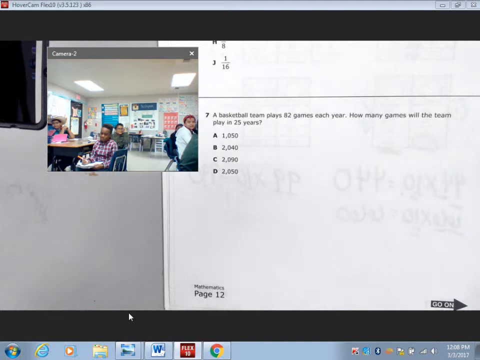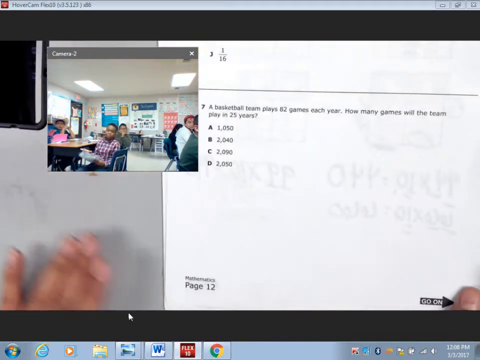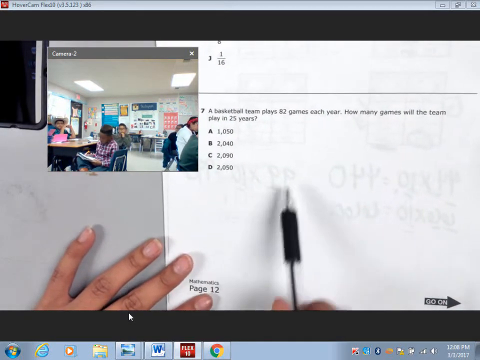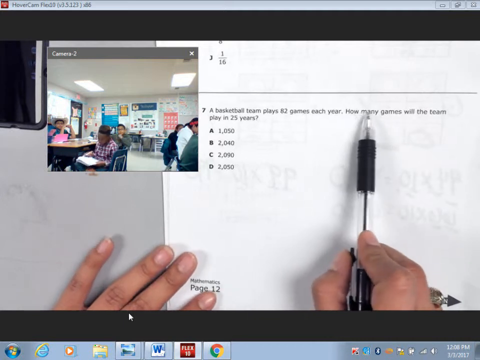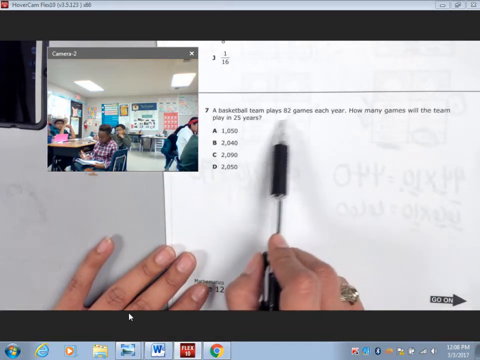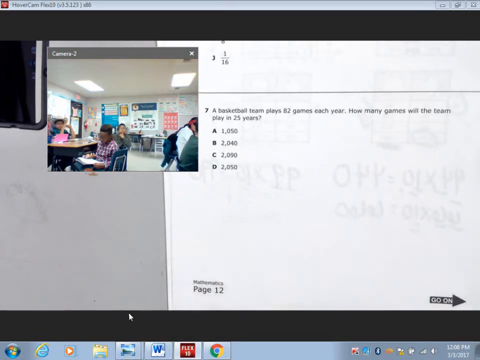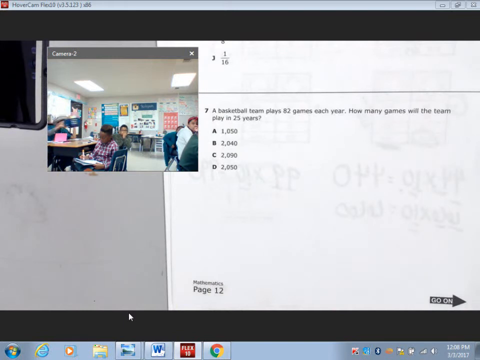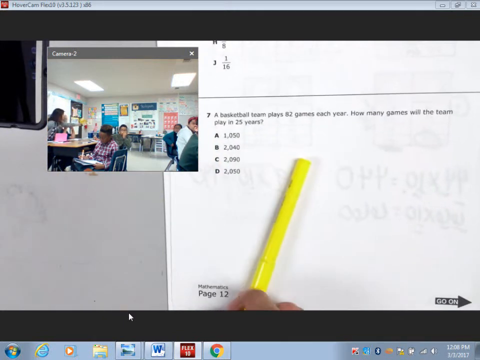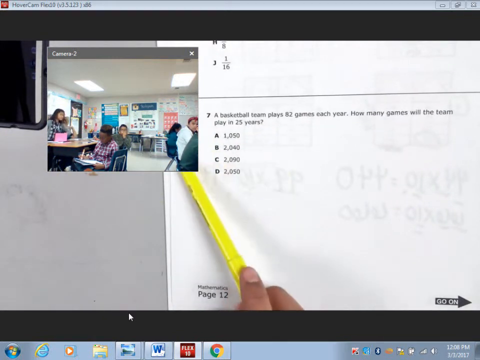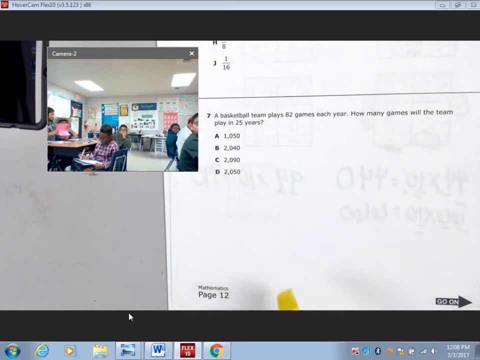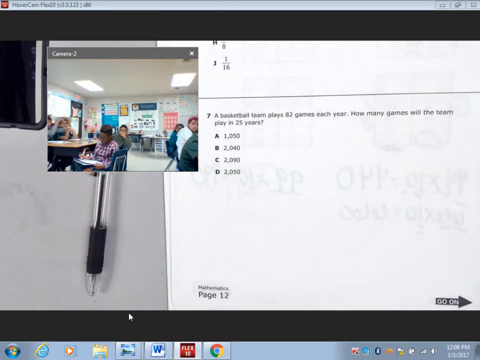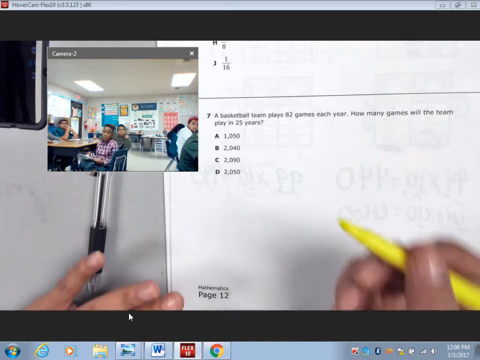All right, so for number 7, it says a basketball team plays 82 games each year. How many games will the team play in 25 years? So the first thing that I have to do, I have my handy dandy highlighter too. When I see a word problem, after I read it once, what do, Ariana? Highlight the important information. Very nice.